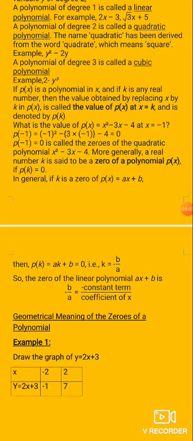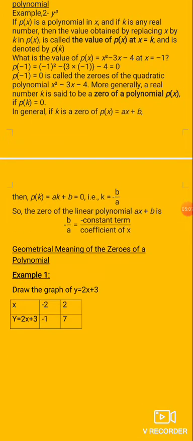But since it is given in a textbook, we can just discuss it. Okay. Then first one, example: draw the graph of y is equal to 2x plus 3. So y is equal to 2x plus 3 is what type of polynomial? Yes, a linear polynomial. Now to draw the graph, we need to draw the table.